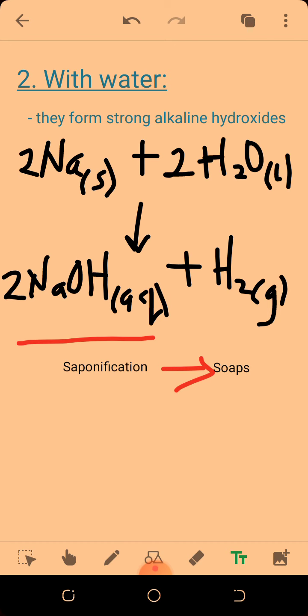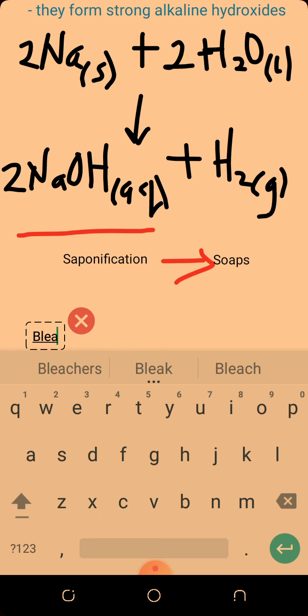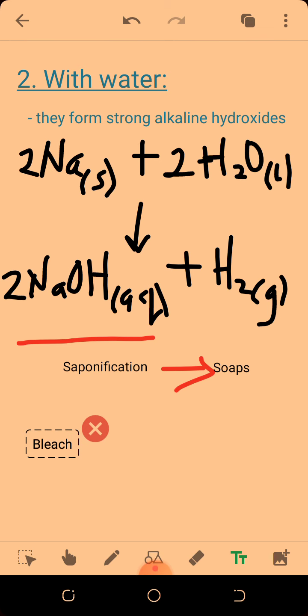Similarly, this particular alkaline hydroxide, which is sodium hydroxide, is also used in making bleach. You are all familiar with bleach, which is basically sodium hypochlorite, right? And you use bleach to remove tough stains on your white clothes, right? So alkali metals can undergo reactions with water to form strong alkaline hydroxides, and these hydroxides are useful in making important products that you use at home every day.